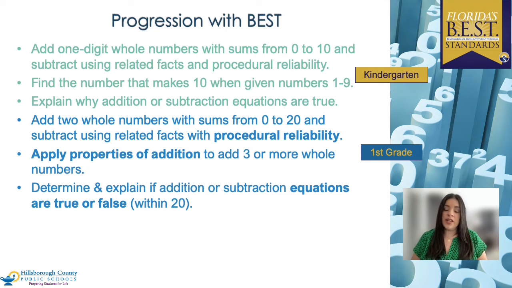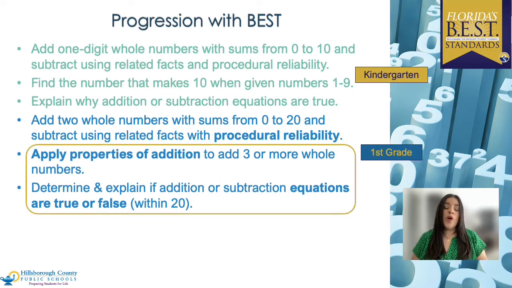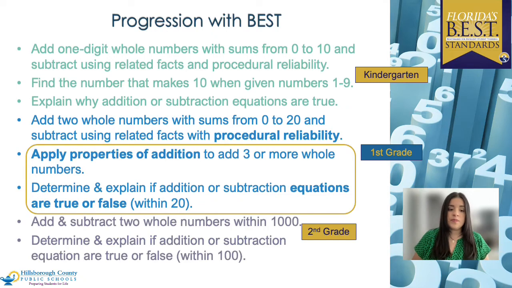By the end of first grade, students will need to add and subtract from 0 to 20 with procedural reliability. This unit, you'll also focus on applying properties of addition when adding 3 or more whole numbers, and they'll be determining and explaining if addition or subtraction equations are true or false within 20. We've previously in other units been doing that very first bullet for first grade, but now we're going to be adding on these 2 new skills as well.